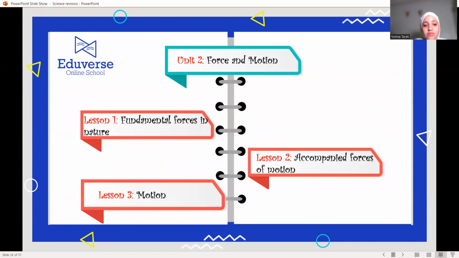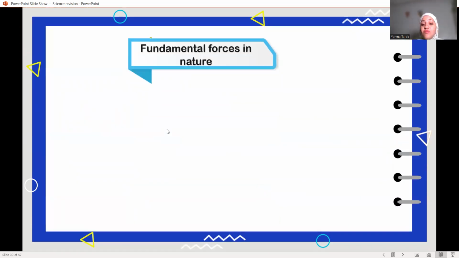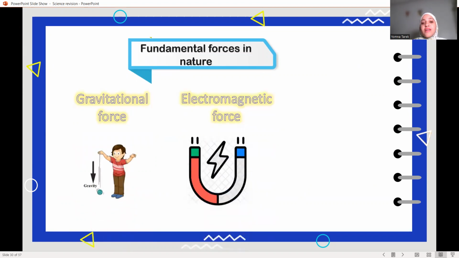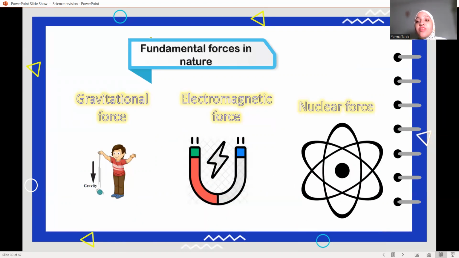Now let's talk about Unit 2, which is force and motion. Let's start with fundamental forces in nature. We have different forces in nature, like gravitational force, electromagnetic force, and finally, nuclear force. And in nuclear force, we have two types. We have weak nuclear force that we use in medicine, and also strong nuclear force that we use in wars.